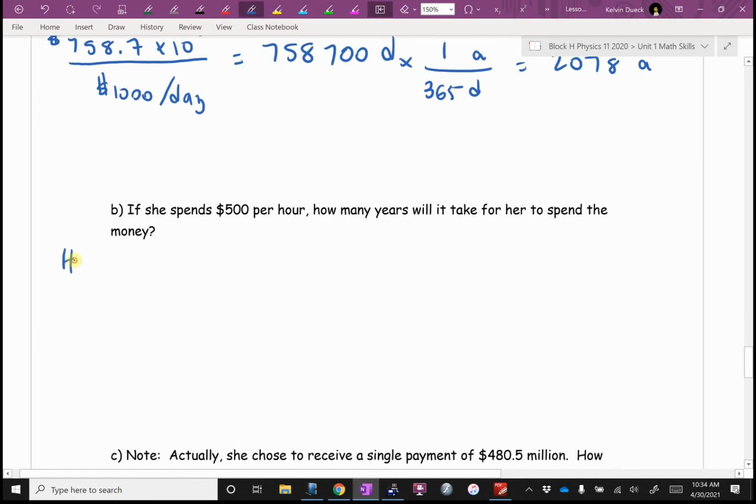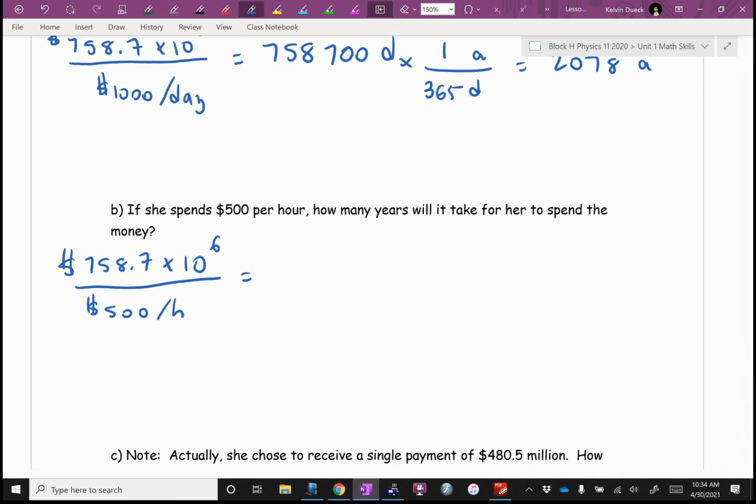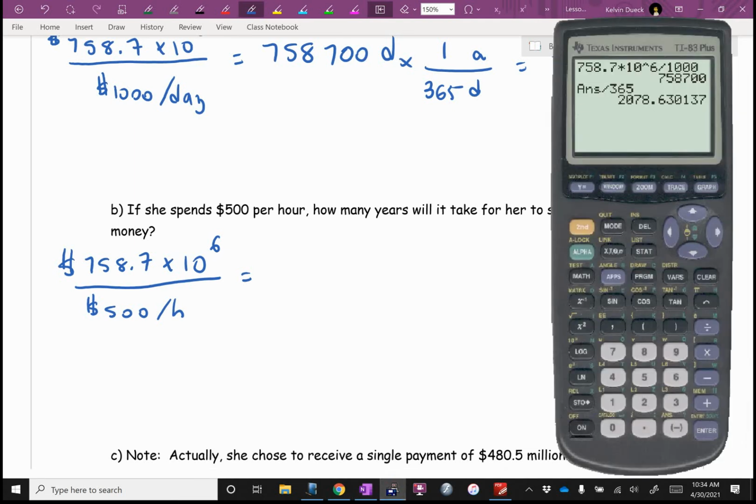We're going to, again, start with 758.7 times 10 to the 6th, but we're going to divide it by 500 to see how many 500s she needs to spend, and then we'll figure out how many hours that will take. So how many years that will take. So I'm going to go 758.7 times 10 to the 6th divided by 500. This is how many hours it will take. I get 1,517,400.